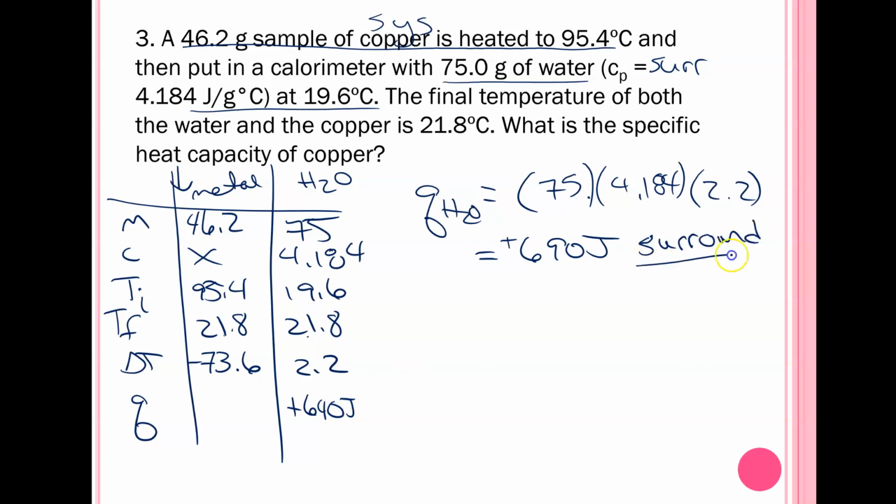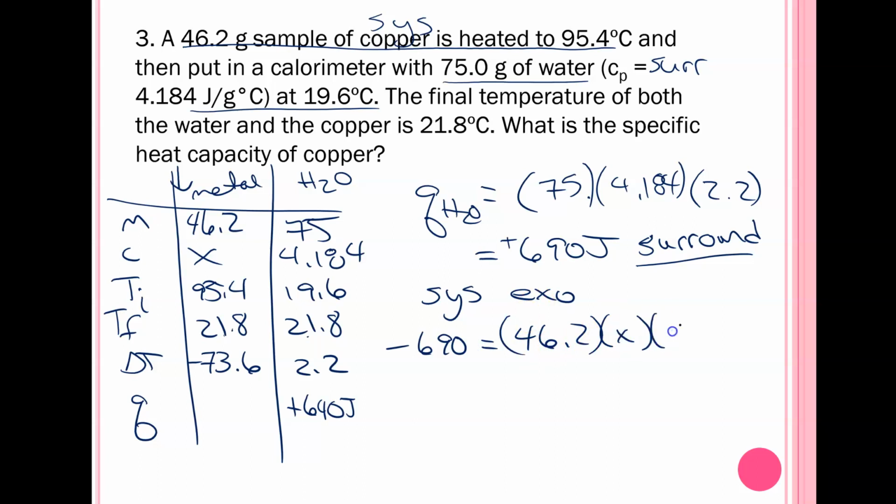Okay? Since we measured the surroundings, the system is going to have the opposite sign. This is endothermic. The system will be exothermic. So I put in negative 690. Again, a convention, but it makes the math work. And if you notice, I have a negative value for my temperature change and a negative value for my heat. So that should always match. Do the algebra, X ends up being 0.203 joules over grams degrees C.